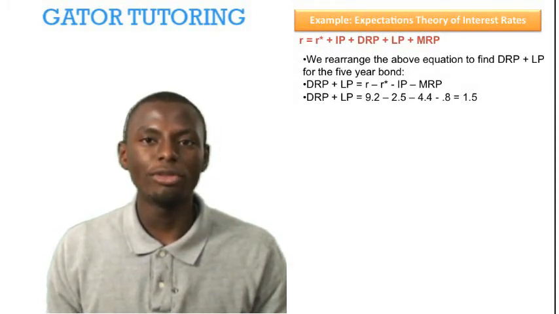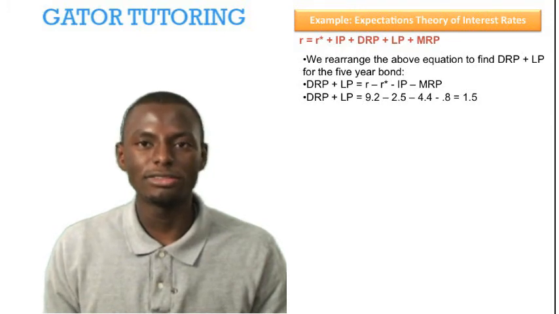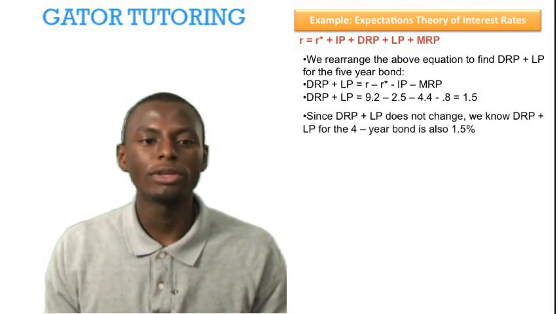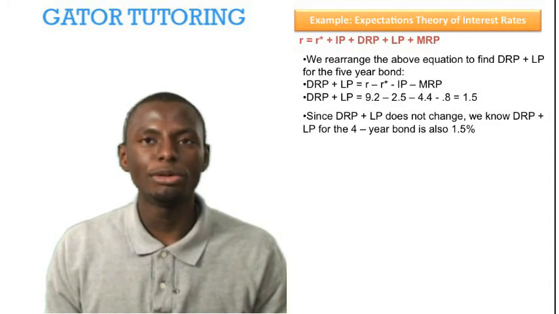So if DRP plus LP for the 5-year bond equals 1.5%, we know it must be the same thing for the 4-year bond, since it's the same bond. The only thing that's changed is that we have 1 less year. So inflation and maturity risk premium are the only things that change, as we mentioned before. So we know DRP plus LP for the 4-year bond is 1.5%.